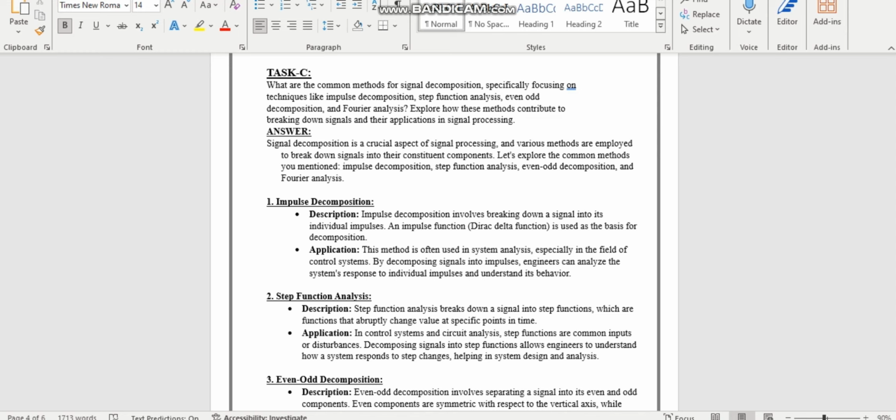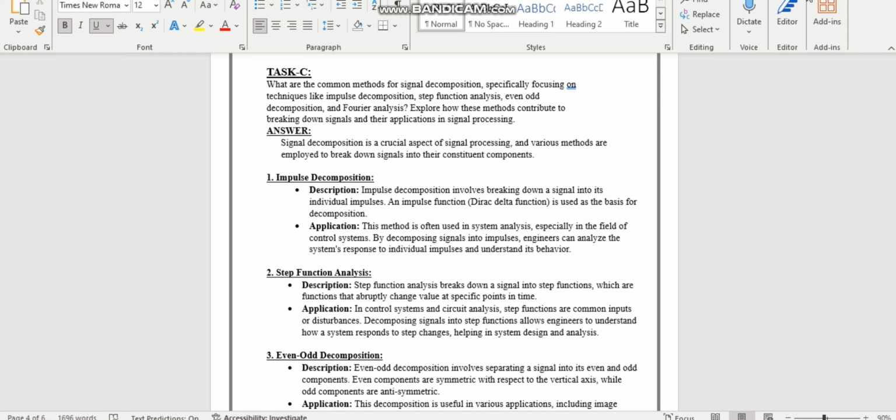function analysis, even odd decomposition, and Fourier analysis? Explore how these methods contribute to breaking down signals and their application in signal processing. Answer. Signal decomposition is a crucial aspect of signal processing, and various methods are employed to break down signals into their constituent components. Impulse decomposition.